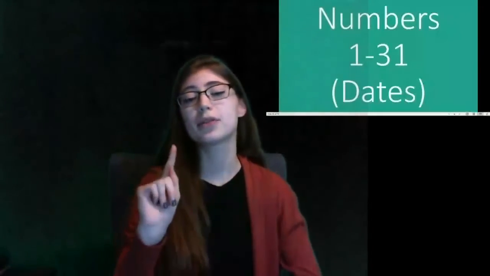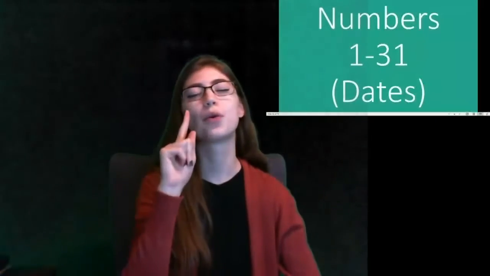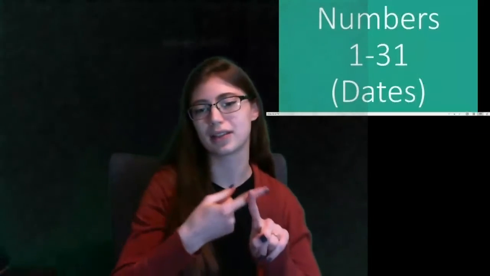Alrighty, numbers 1 through 31. Why 1 through 31? For the days of the month. All right, 1, 2, 3 with your thumb, 4, 5, 6, thumb and pinky together, 7, 8, 9, 10, shaky thumbs up, 10.